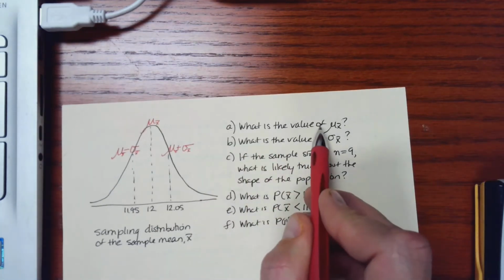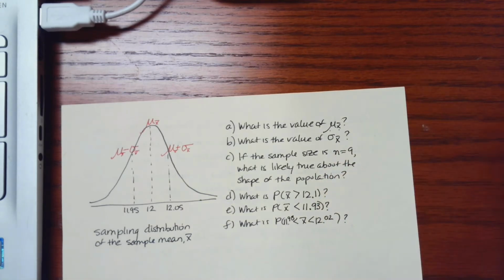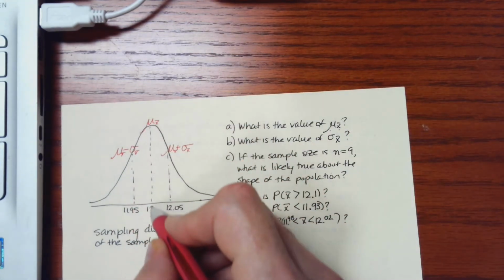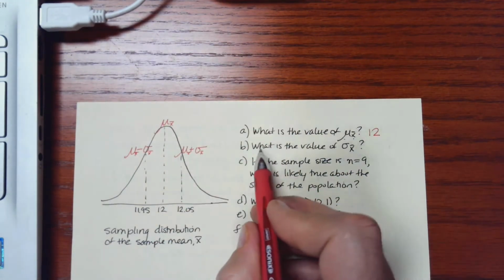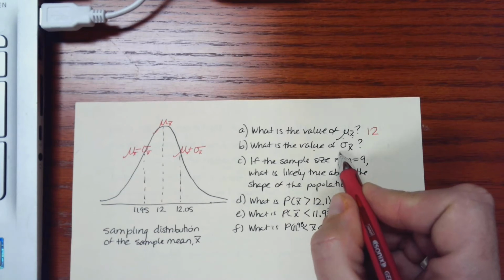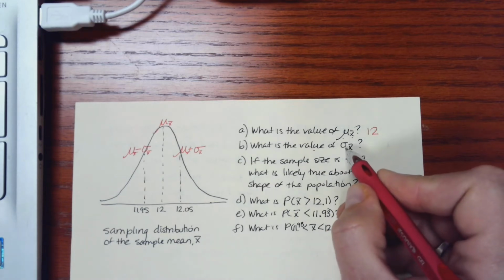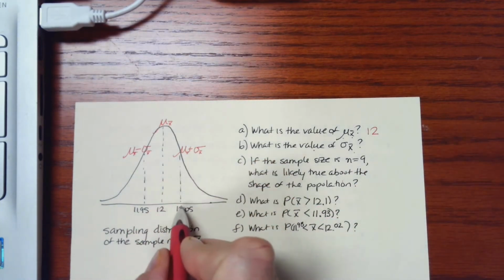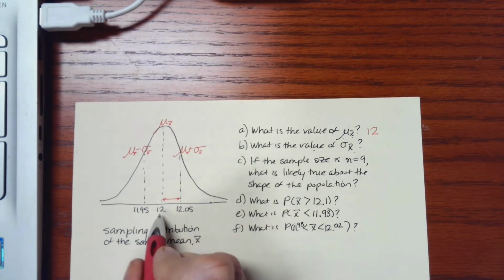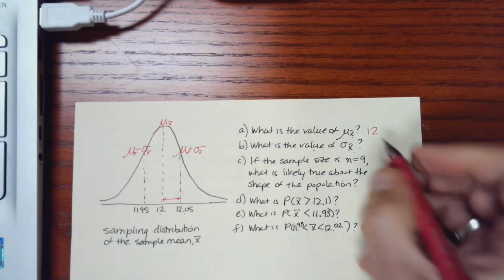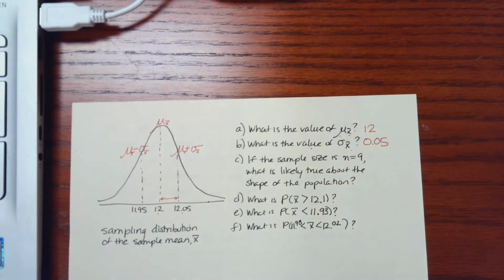Says, what is the value of the mean of the sampling distribution of x bar? The sampling distribution of the sample mean. Well, that's the value that we see here of 12. So that's in the center of this distribution. And then what's the value of, remember that this is called the standard error of the mean, or the standard deviation in the sampling distribution of the sample mean. Well, that is this distance, basically. And so if this is at 12 and this is 12.05, then one standard deviation or one standard error of the mean must be 0.05.